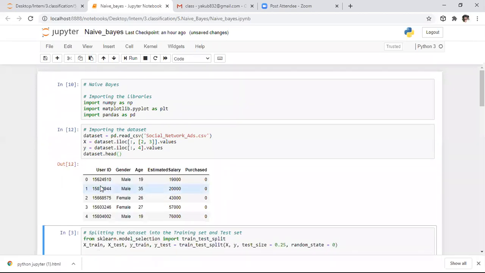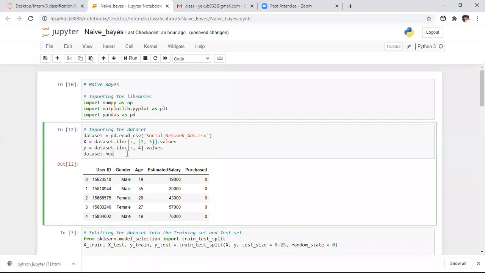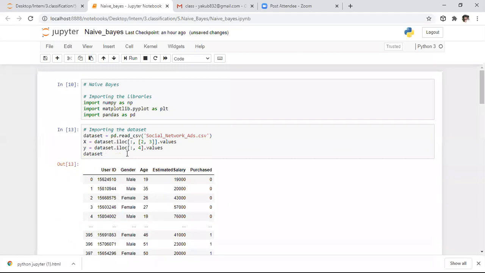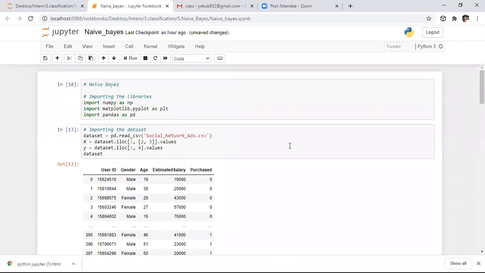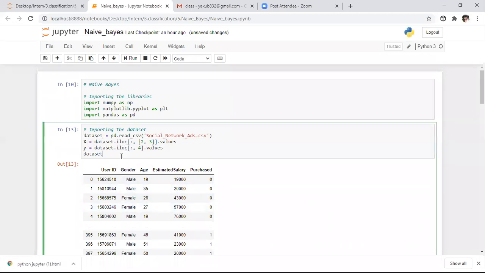Here, if you observe this data set, we have user ID, gender, age, estimated salary, and whether the person purchased that specific product or not. I want to observe the entire data set. Here in this data set we have 400 samples. So initially we are taking all these samples. After that, we are dividing our data set in the form of training and, inputs as well as outputs.